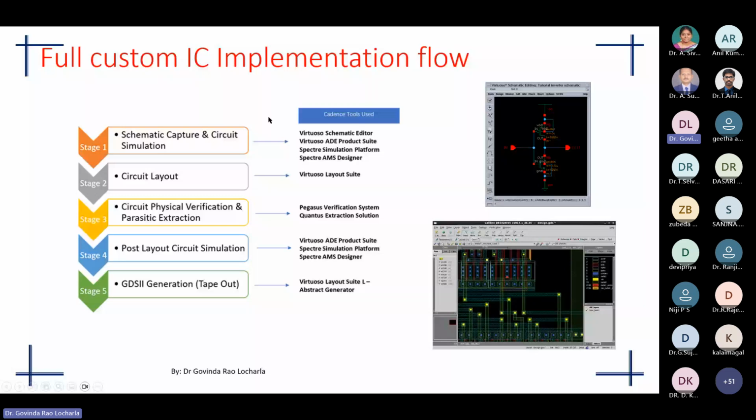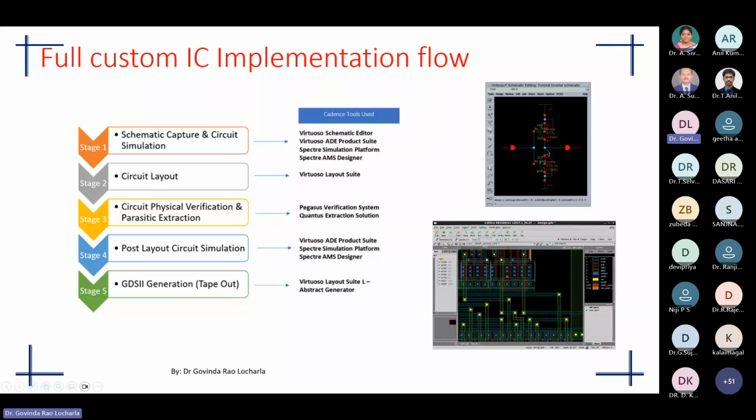We start with, of course, the EDA tools to have these circuits implemented. To those EDA tools we have to enter our design entries, and from there we navigate to finally generate the graphic database system, that is the GDS information exchange file, which is actually to be shared with the fab which fabricates the ICs. So in the full custom IC implementation flow, we start with the schematic entry.